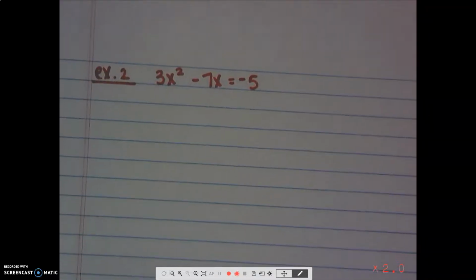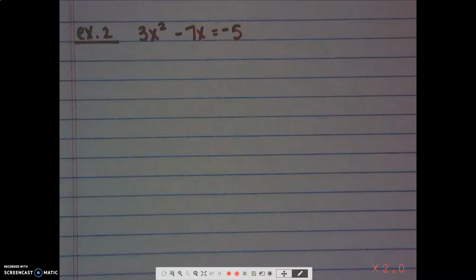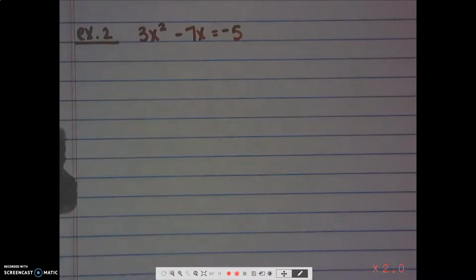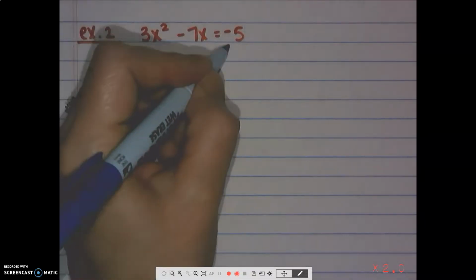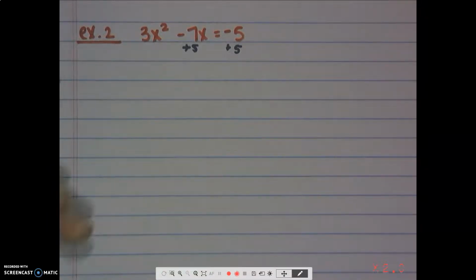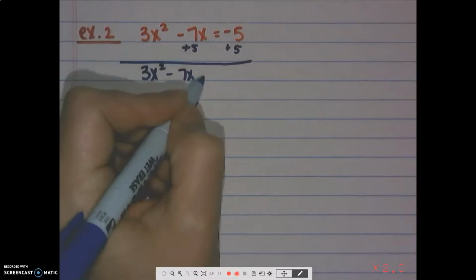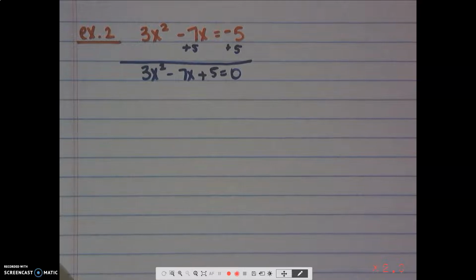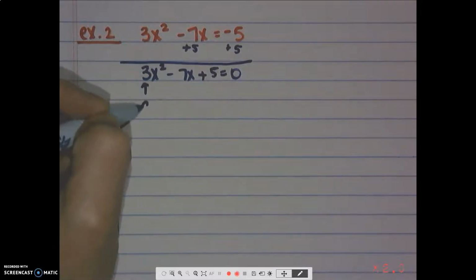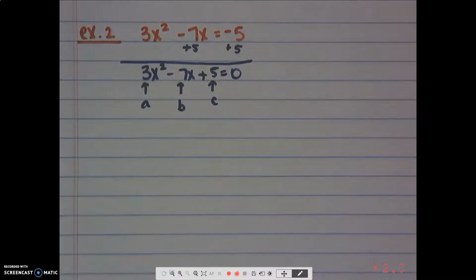All right, let's take a look at another one here. If we have 3x squared minus 7x equals negative 5, that question is not ready for us to solve yet because we need to have it equal to 0. So we're going to add the 5 to both sides. Now, is that 5 like terms with anything we've got going on so far? Nope. So we're going to have 3x squared minus 7x plus 5 equals 0. So now we have a, b, and c.